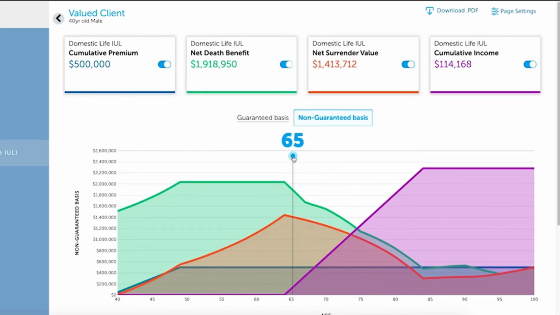So as we draw value out of the policy, the death benefit and surrender value drop, and the cash you pulled off goes up. At age 84, if you had pulled out $2.2 million of income, you would also have $474,000 of available death benefit.